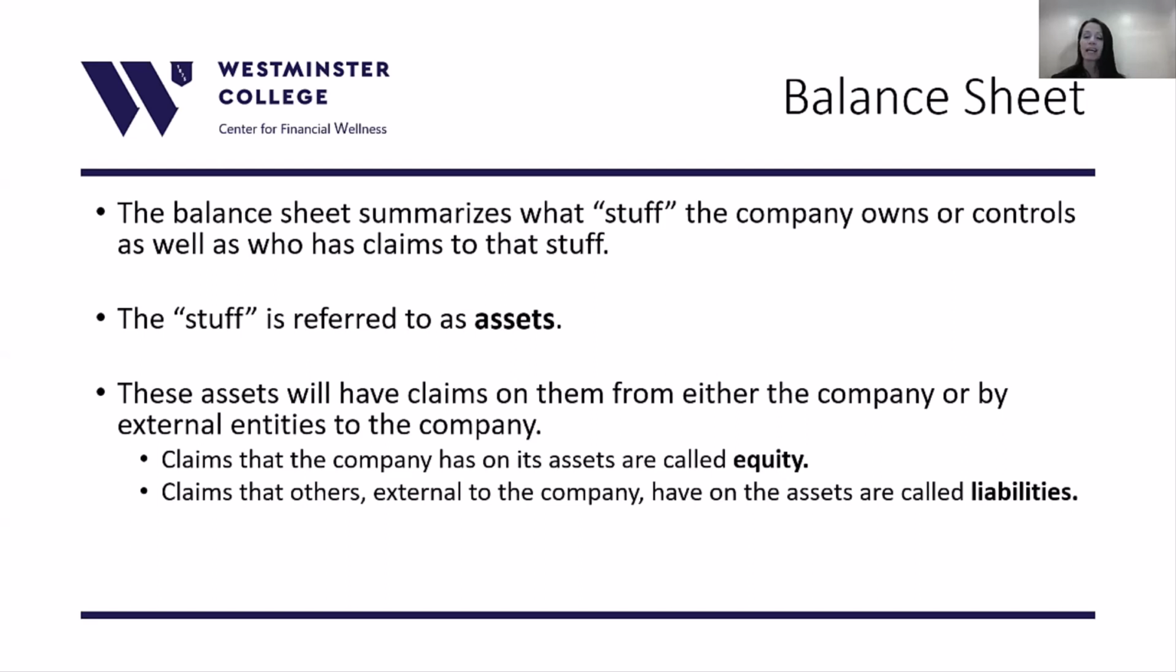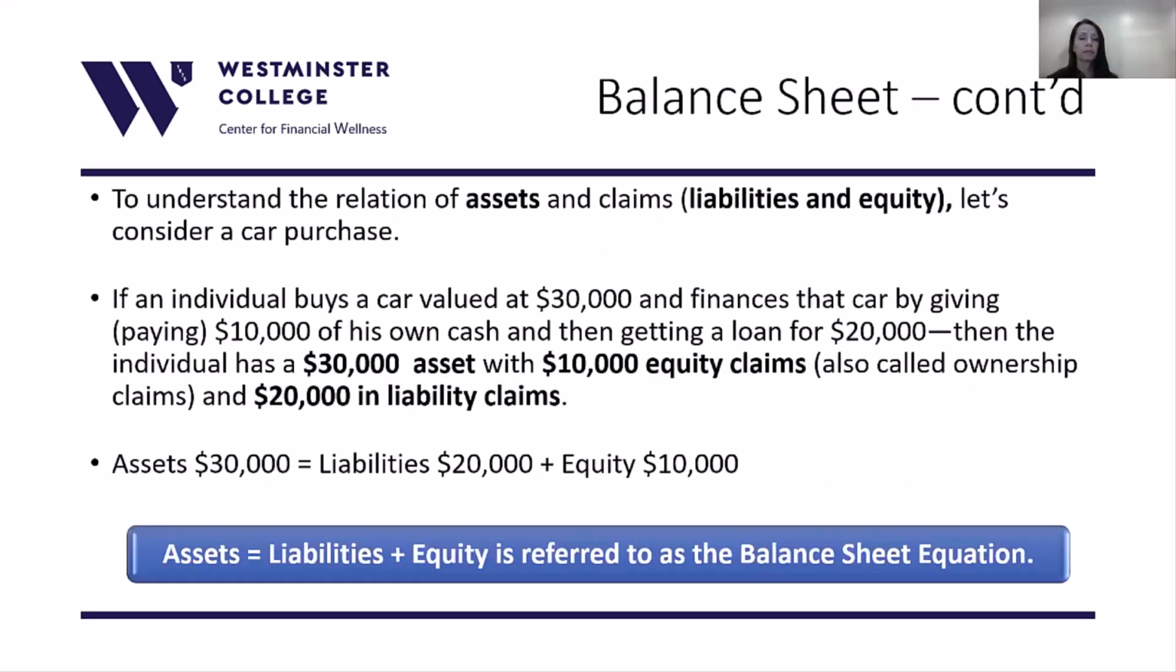Likewise, a single asset could be partially owned by the company, equity, and partially owned by a creditor. So that would be a liability. If you have a mortgage on a house, you're very familiar with this concept. So let's explore it a little bit more by looking at a purchase of a car. Let's pretend that somebody buys a car. In our little example, they're going to spend $30,000 on it.